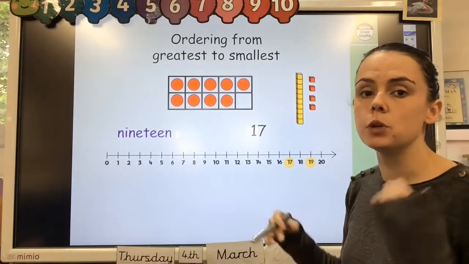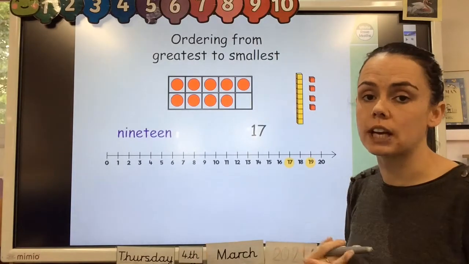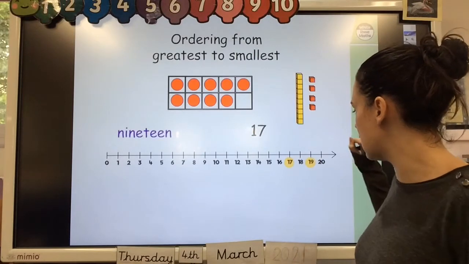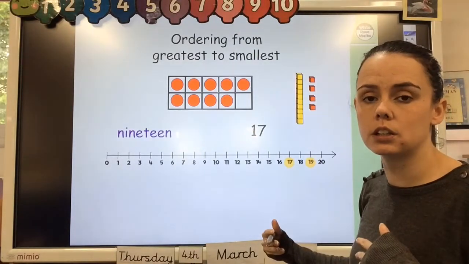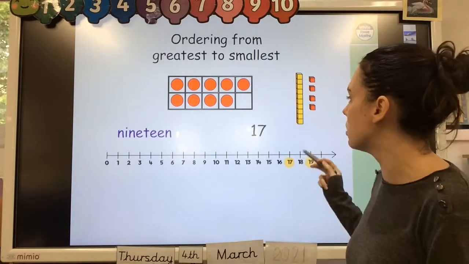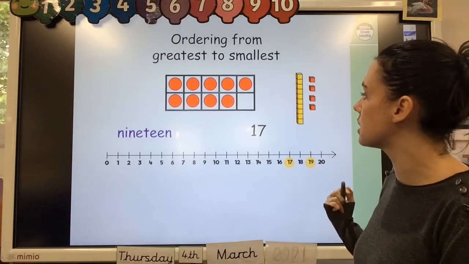Well done. If you don't need to go to 10 and count on, that's fine. If you can just find it straight away, that's great. Now, so we've got 17 and 19. Which one was bigger? 19's bigger because it's further up the number line. Well done. Right, so we've got these two left. What one should we do next?